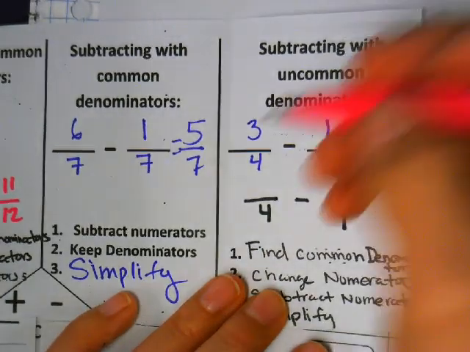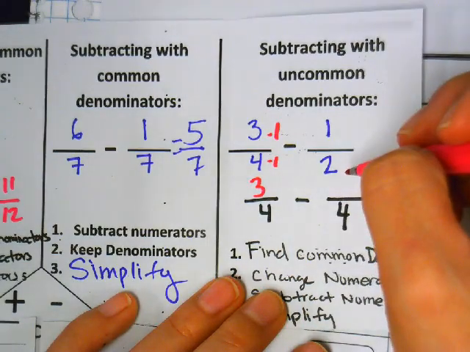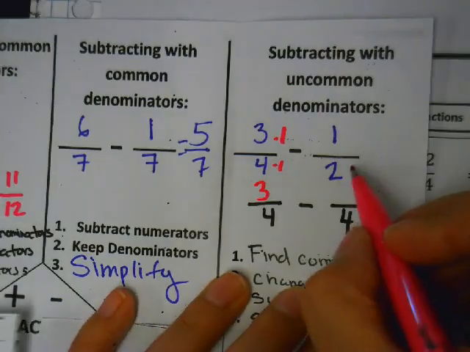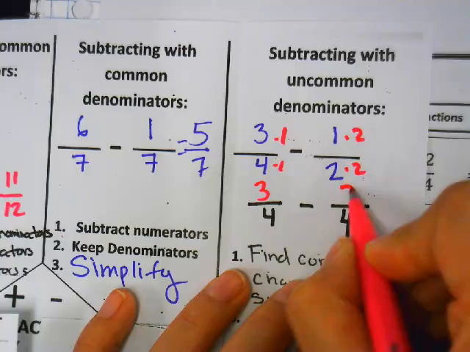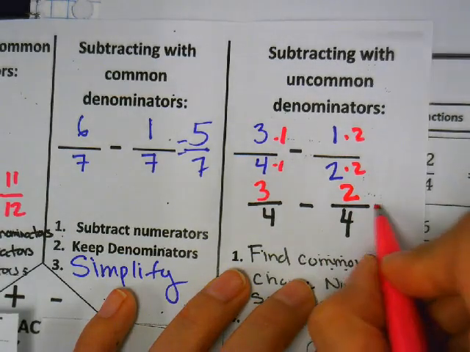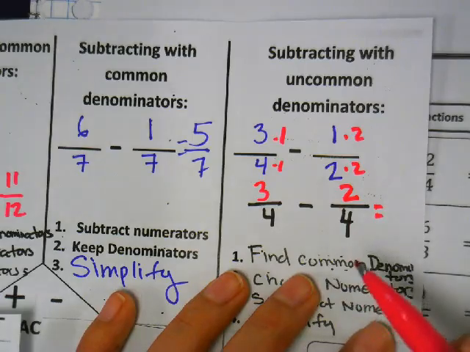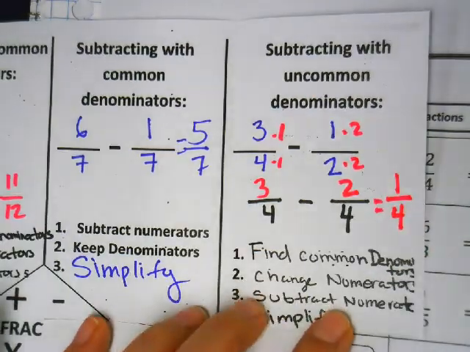So this stays the same because we're just multiplying by 1. But this one, what do I multiply 2 by to get 4? Times 2. So that gives me 2. Kevin, why'd you say 4? I meant, sorry. We're moving on. What's 3 minus 2? 1. So our answer is 1/4.